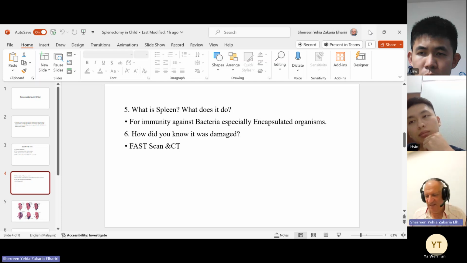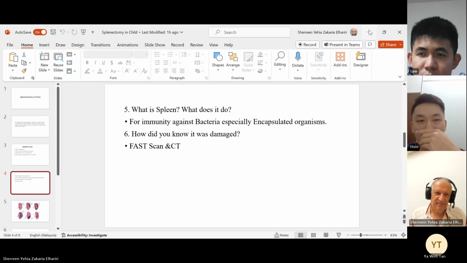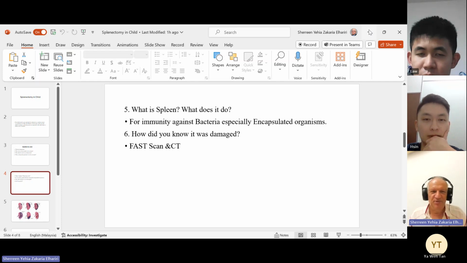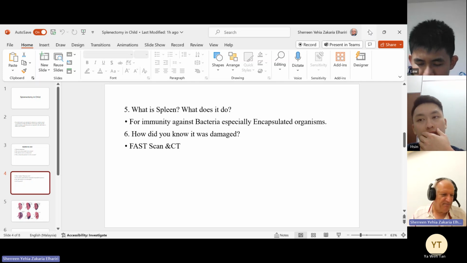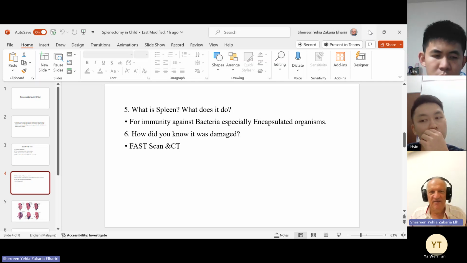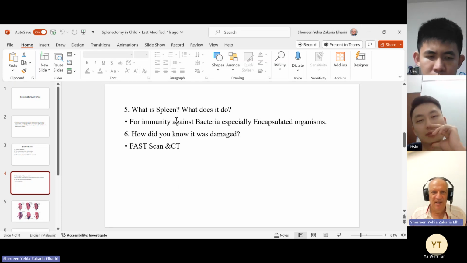What is the function of the spleen? It has many functions. It has some sort of immunity. It can get rid of platelets and RBCs, it stores blood, and it is important for immunity. It is immunity against bacteria, especially encapsulated organisms.